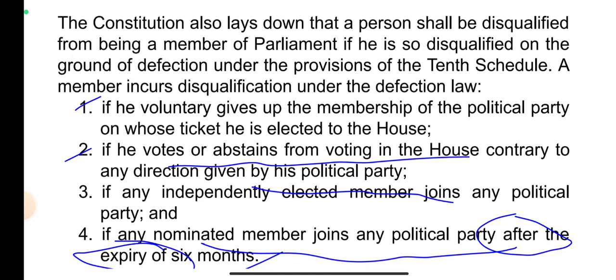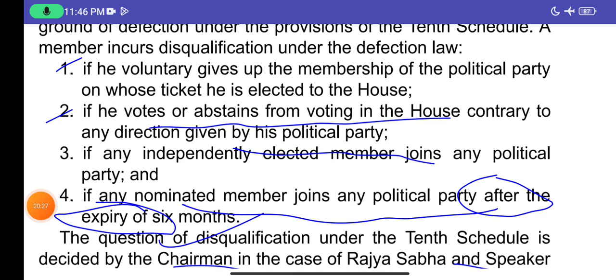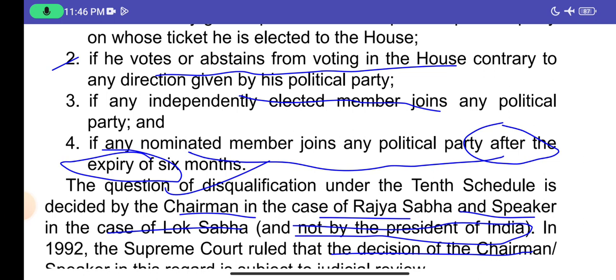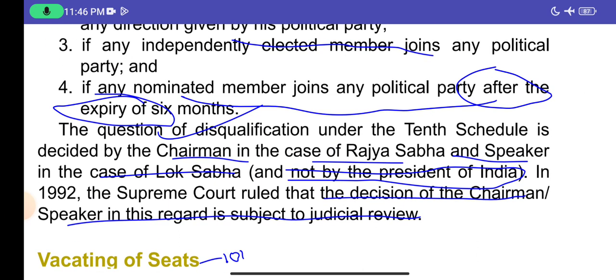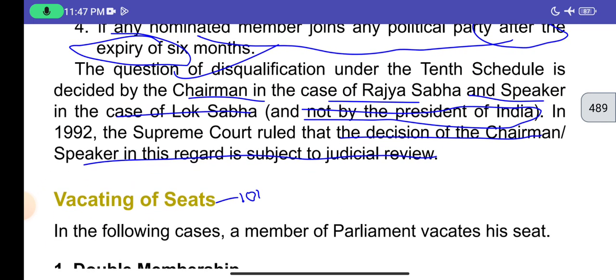If he votes or abstains from voting in the House contrary to any direction given by his political party, if any independently elected member joins any political party, and if any nominated member joins any political party after the expiry of 6 months. The question of disqualification under the 10th schedule is decided by the chairman in the case of Rajya Sabha and speaker in the case of Lok Sabha, and not by the President of India.